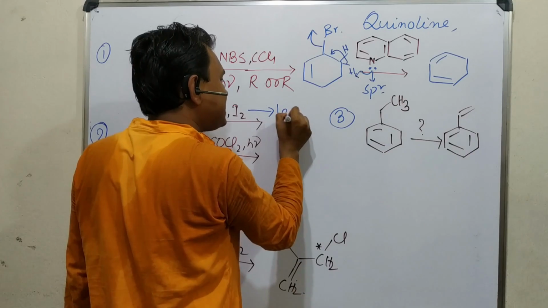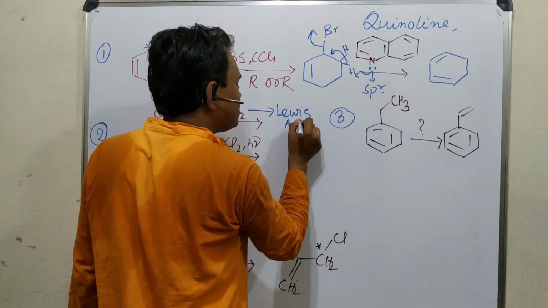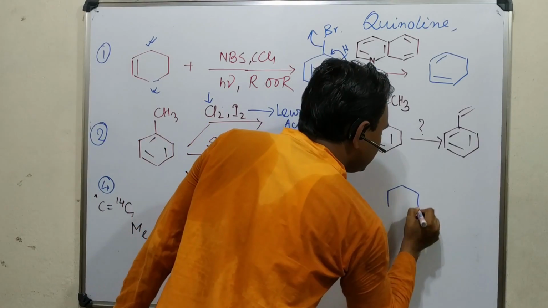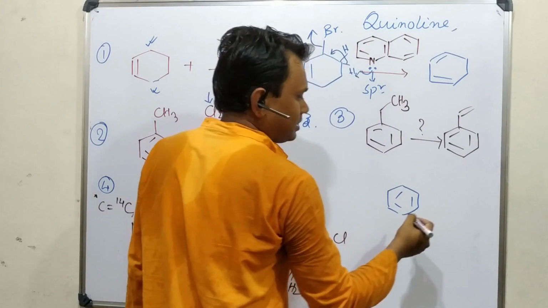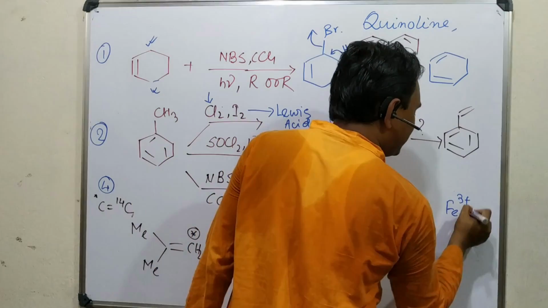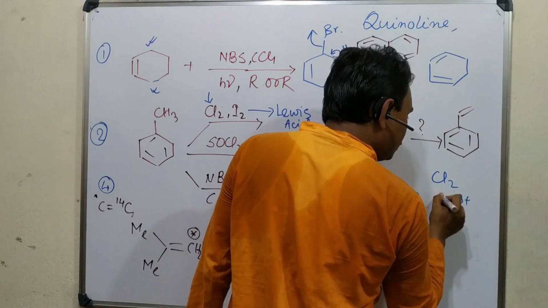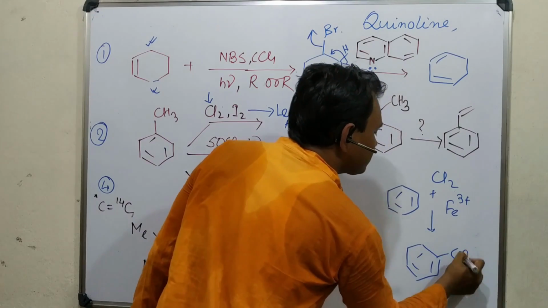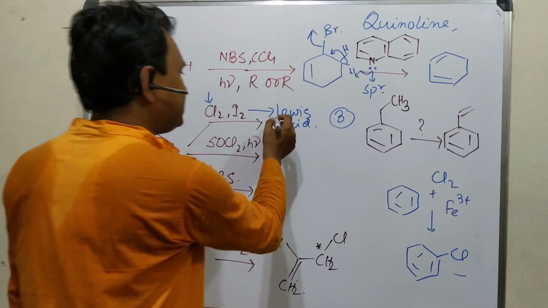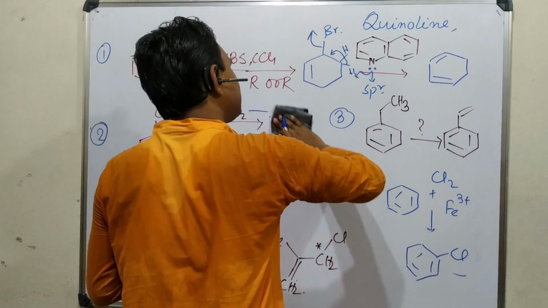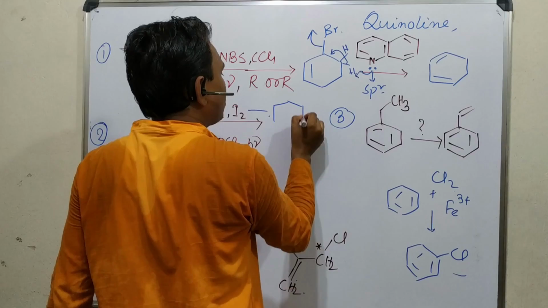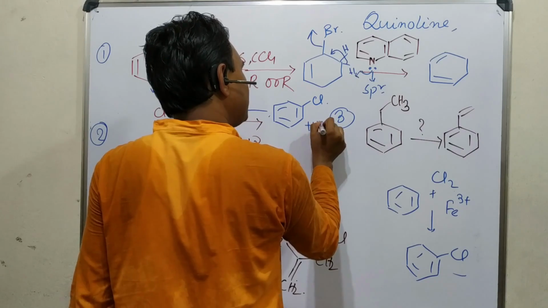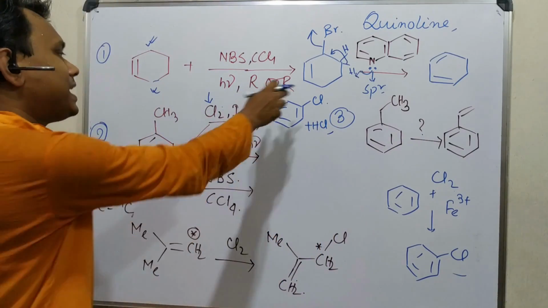So iodine will act as a Lewis acid. We know that benzene in the presence of a Lewis acid, for example iron 3+, if you provide chlorine, the product will be chlorobenzene, by aromatic electrophilic substitution. Similarly here, iodine acts as a Lewis acid, so the product here will be chlorobenzene, and specifically HCl is also formed, because one hydrogen is replaced.